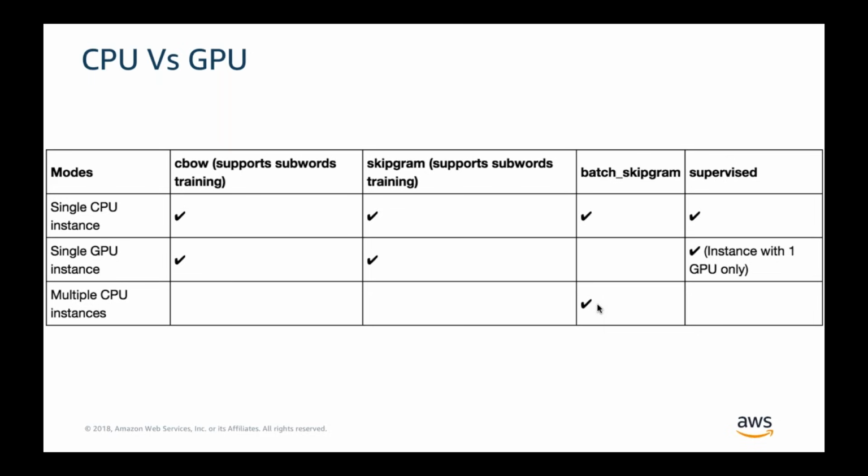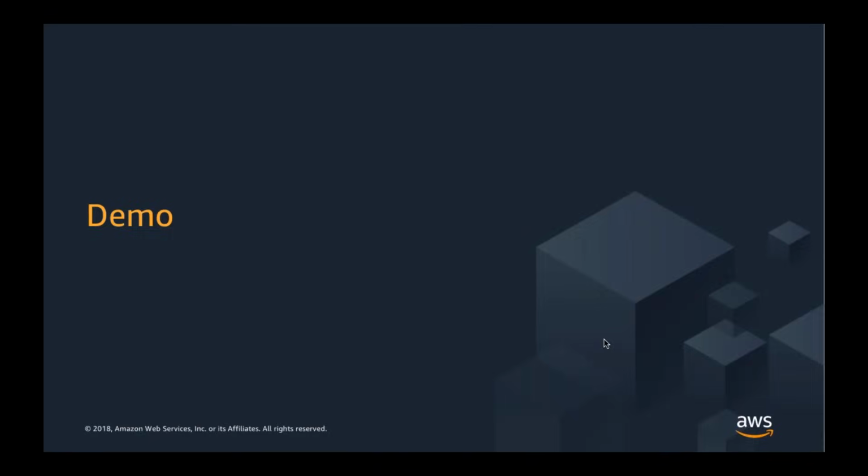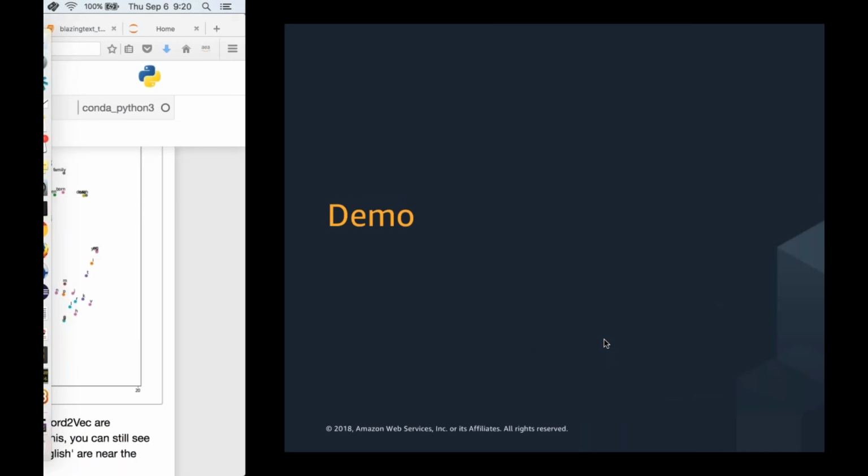And so only certain parameters, when you check, are going to be able to run on multiple GPUs. Batch skipgram is probably the most optimal that can run on multiple CPUs, but GPUs, yes. So I would ask you to look at the documentation to see the combination of parameters that can run on GPUs. Okay. All right. Now let's look at a demo of this.